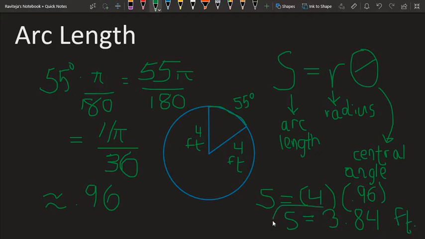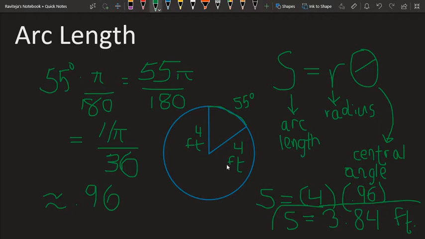So this is the first problem that we've done today, and it definitely may look a little complicated, but the easiest part of this is just remembering the equation. It's a very simple equation, and all you have to do is take the central angle given to you and convert that into radians, solve for the actual numeric value, and then substitute into the equation with the radius, and then you can solve for your arc length.